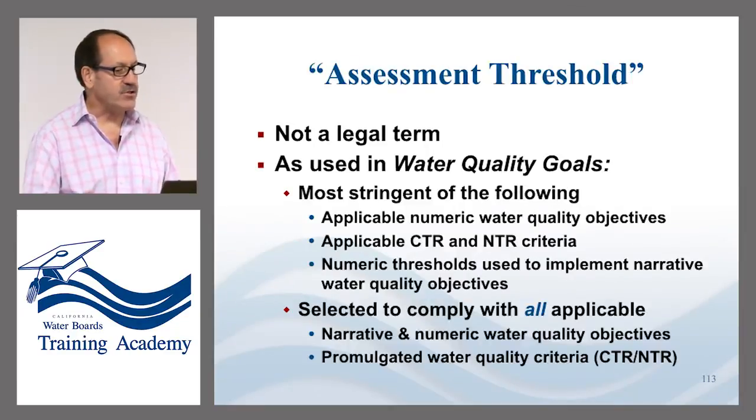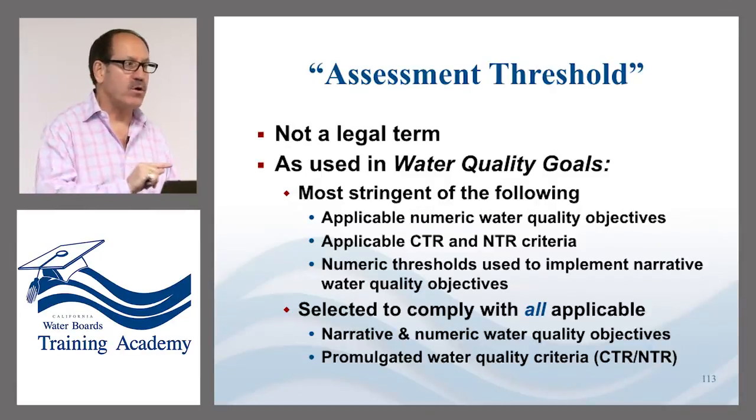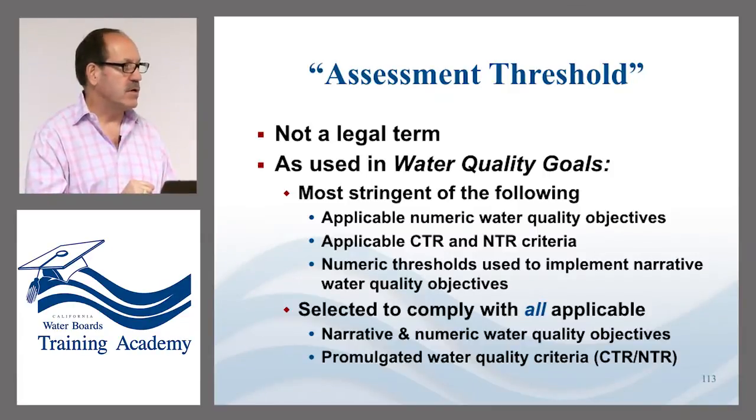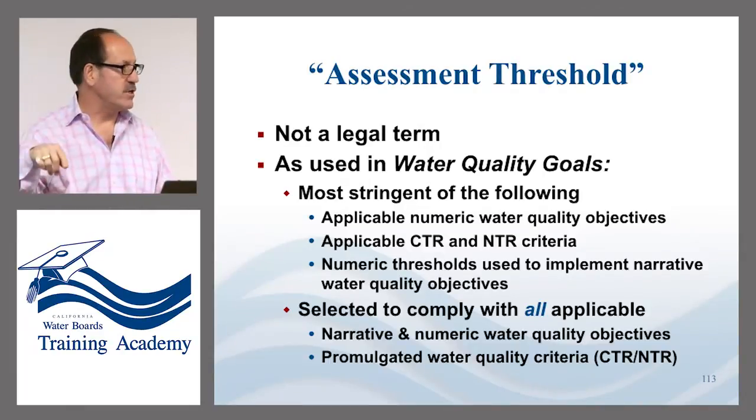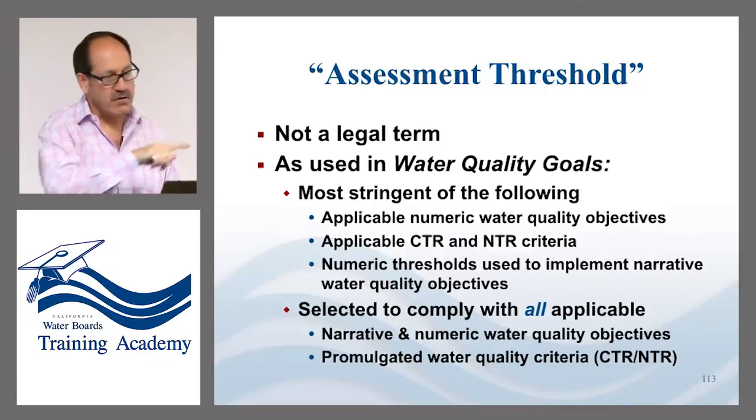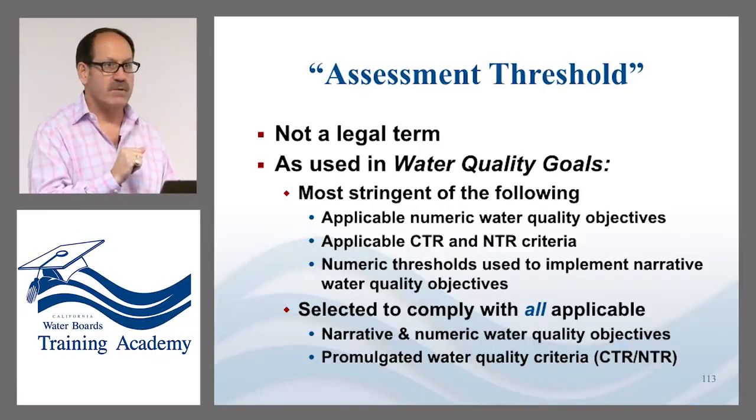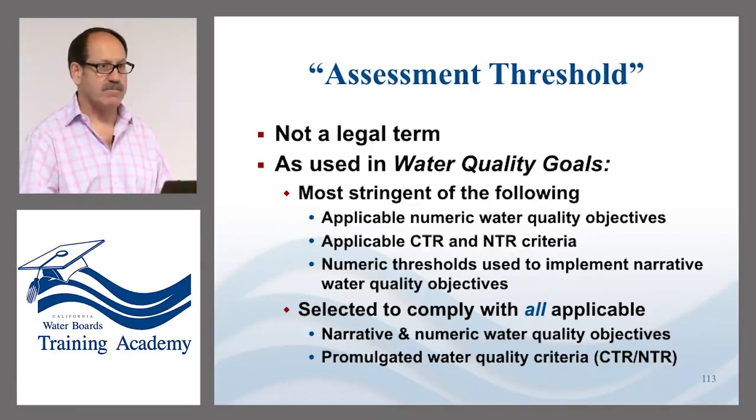And then I use the term assessment threshold to refer to the most stringent applicable numeric limit that would implement all applicable water quality objectives, CTR and NTR criteria. So you look at each objective and each CTR, NTR criterion, a number for each. Of that group of numbers, the assessment threshold is the lowest one. Because if you meet that one, you've met all the requirements.